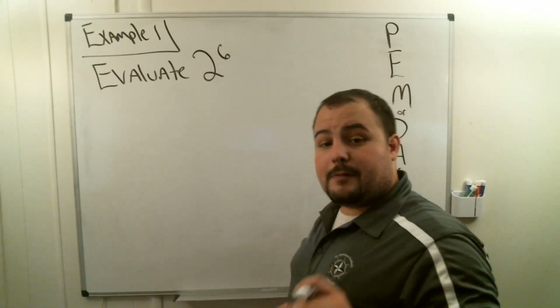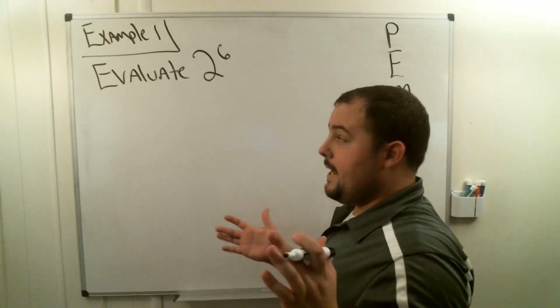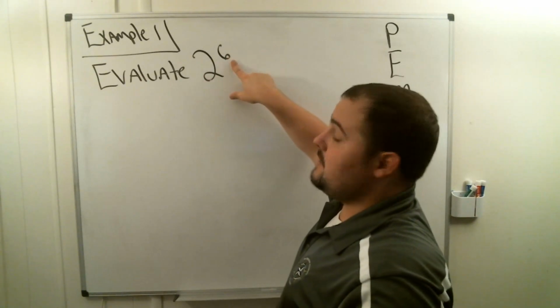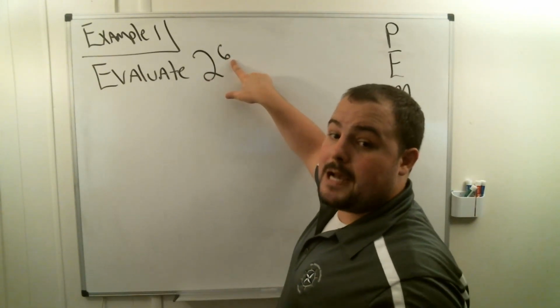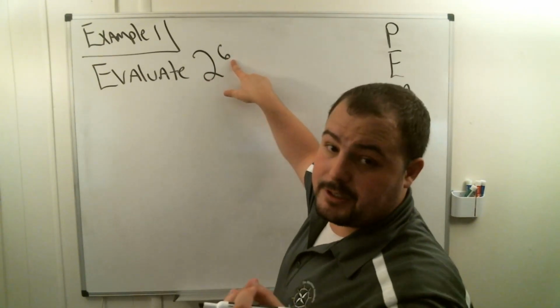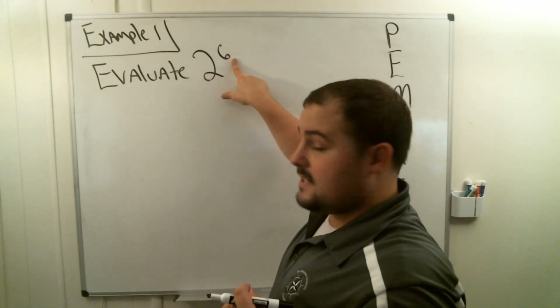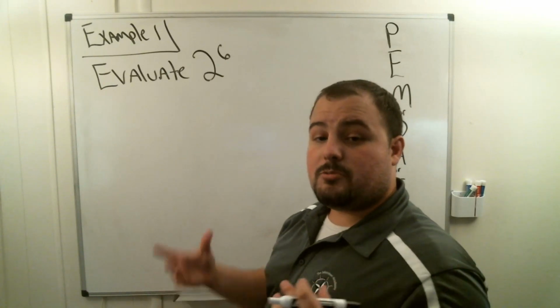Now, if you remember from the very first lesson, a base, which is this number here, is the number being multiplied. The 6, which is the exponent, or the power, tells us how many times that number is being multiplied. 2 is being multiplied by itself 6 times. So what we need to do is solve this.